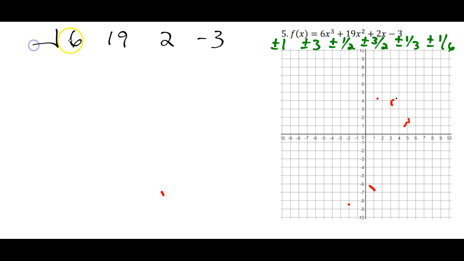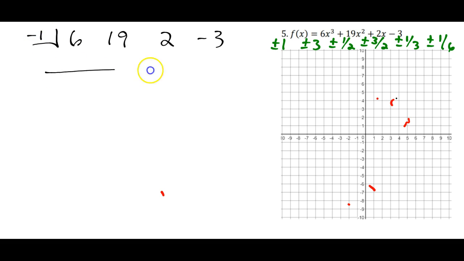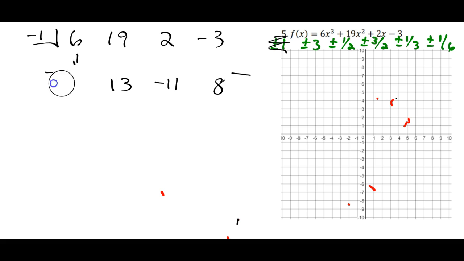And I'm going to start with positive 1. Hopefully that will work. Drop down that 6. Multiply and add. Multiply and add. Multiply and add gives me a remainder of not 25, 24. Still not 0 though, so that's not what I want. Let's try -1. Drop the 6, we get -6, 13. -13 gives me -11. Positive 11 gives me positive 8. That's not it. So positive 1 and -1 are not zeros of this function.